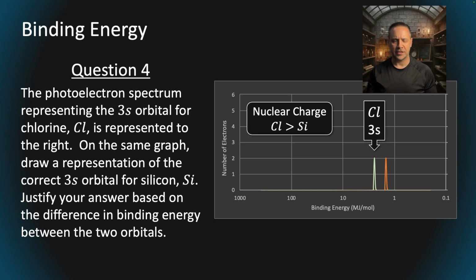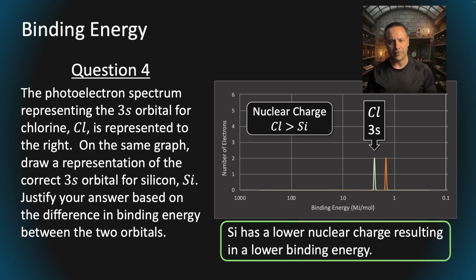That might not be the best catchphrase. Since I'm drawing silicon's peak, I'm going to phrase my justification based on silicon. I identified the lower atomic number meant that it was further to the right, but in formal terms, a lower nuclear charge leads to a lower binding energy.